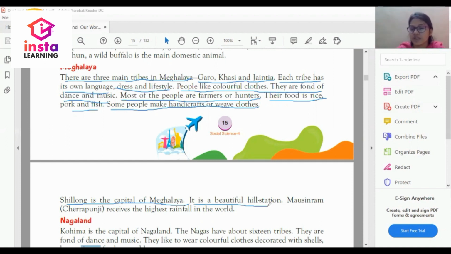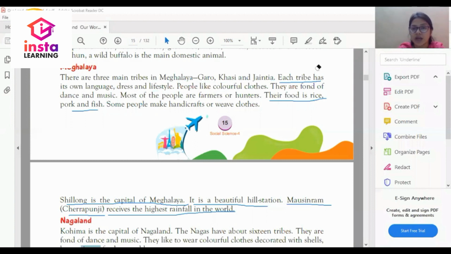It is a beautiful hill station. Mawsynram, also called Cherrapunji, receives the highest rainfall in the world. Again, this is a very important question: which city receives the highest rainfall in the world? The answer is Cherrapunji. Let's discuss the third one, which is Nagaland, third in the queue of the seven sisters.